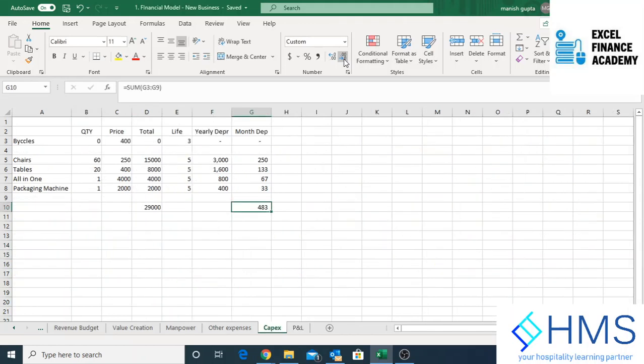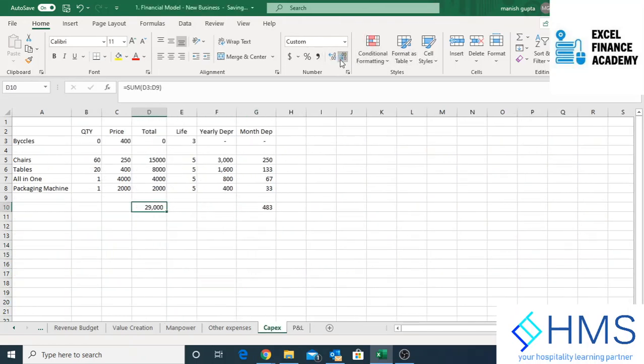Now the interest. Since we know that our total requirement is 29,000, that's capex. Now how much money do you need to start the business? You still need money to start the business because you are not going to get income immediately, right? So how are you going to calculate that? Let's calculate this.